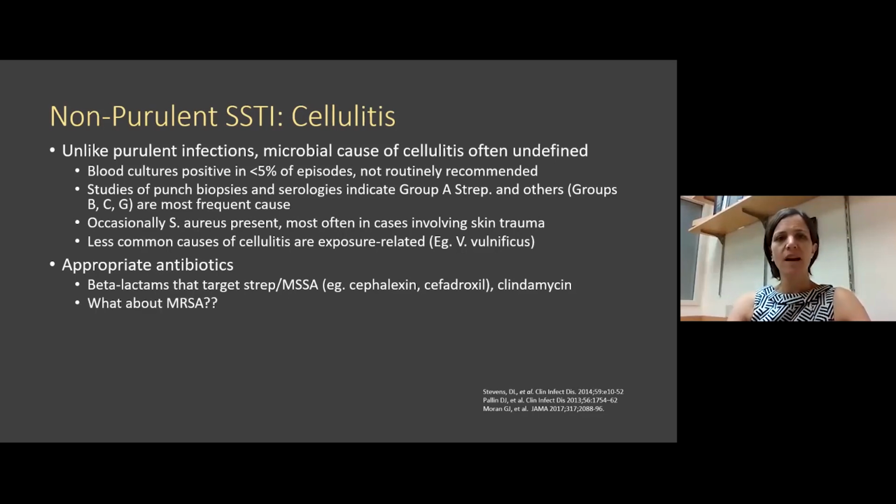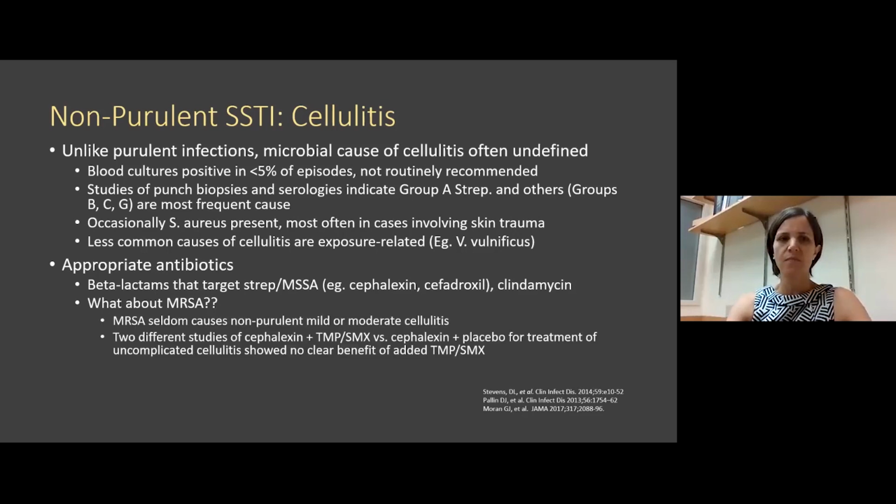So what about MRSA? Why haven't I told you we need to worry about MRSA? It turns out MRSA seldom causes non-purulent mild or moderate cellulitis. Two different pretty big studies have looked at cephalexin plus trimethoprim sulfa versus cephalexin plus placebo for the treatment of uncomplicated cellulitis, and both of them found no clear benefit of adding trimethoprim sulfa. The implication being that these cellulitis cases were not due to MRSA, because they all got better with just plain old first-generation cephalosporins.